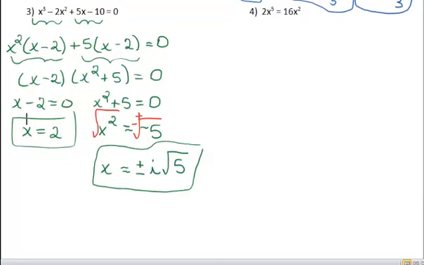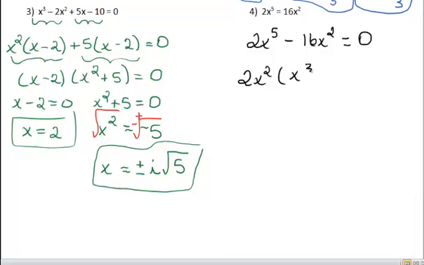So let me pause and check that one as well. So those do work as well. So how about number 4? 4 is a little bit different. I think we should go ahead and set it equal to 0. So we're going to subtract that 16x squared from both sides. We get 2x to the 5th minus 16x squared is equal to 0. Now factor out your greatest common factor. You can factor out a 2x squared. If we factor that out, we are left with x cubed minus 8 equals 0.